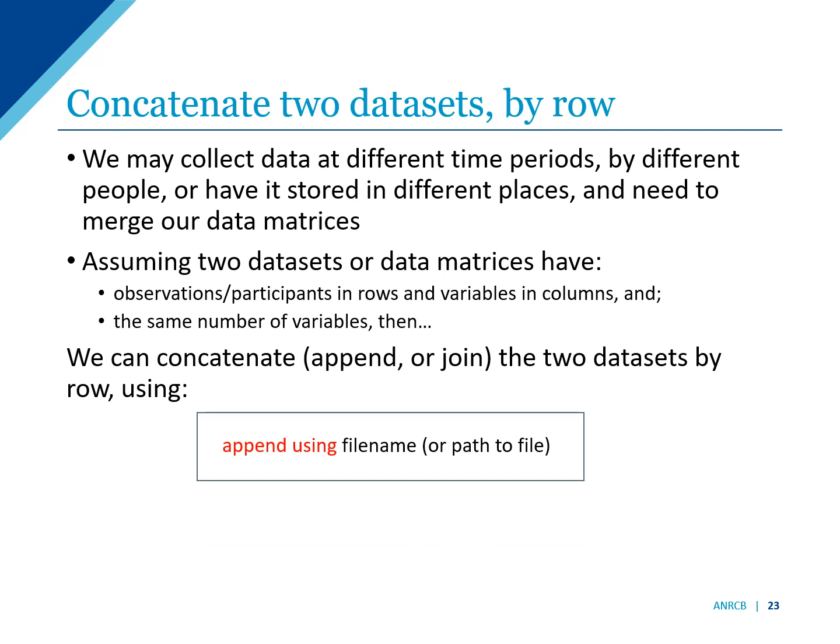Sometimes we might need to join data sets or data matrices together. For instance, if we have collected data at different time periods or from different populations, or have it stored in separate places. Assuming two data sets or data matrices have observations or participants in the rows and variables in the columns, and that they have the same number of variables, we can concatenate, meaning to join or append, the two data sets by row using the command append using, and the file names or file paths to the two data sets.